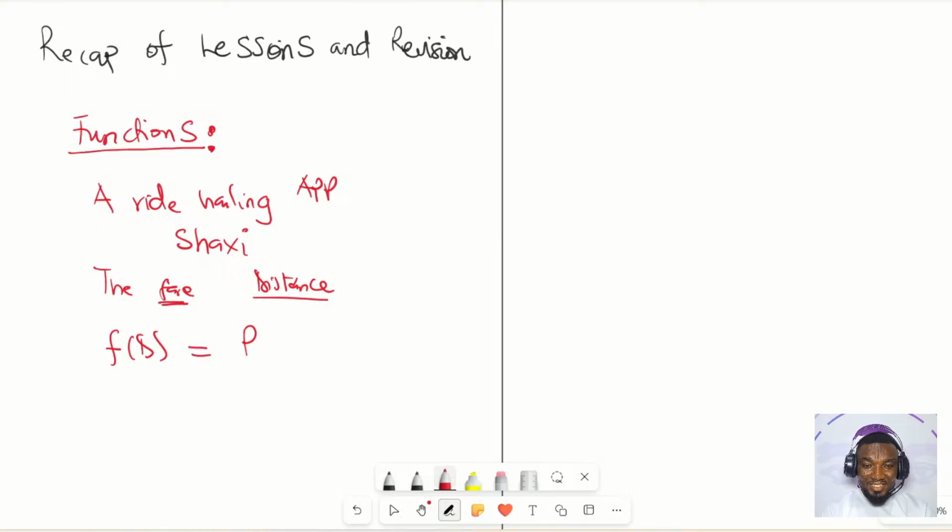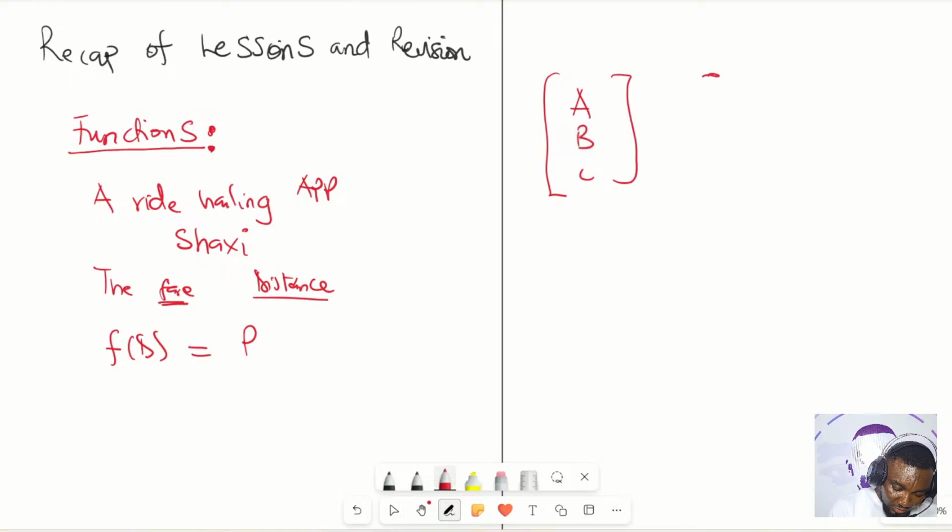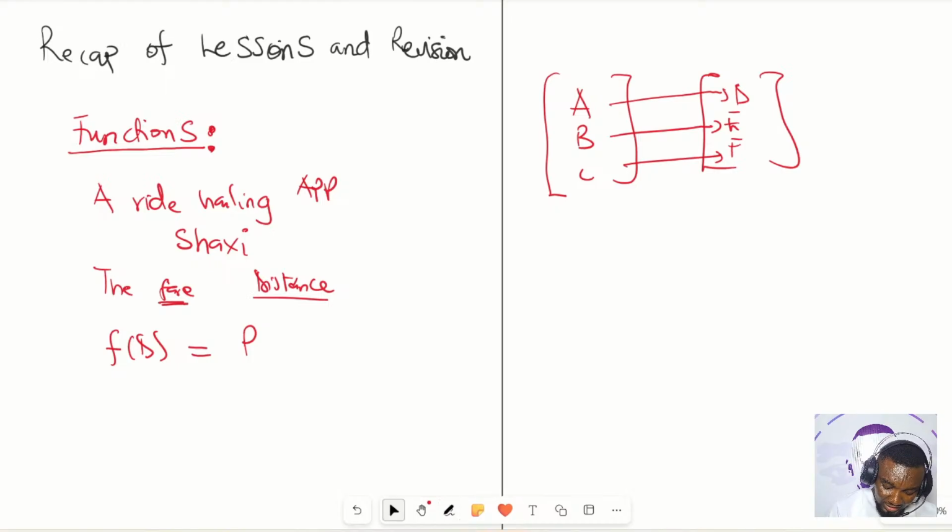So we know that functions look at the relationship that exists between things, right? A function assigns members of the domain to members of the codomain. So we have A, B, and C in the domain, and D, E, and F in the codomain. A can be assigned to D, B can be assigned to E, and C can be assigned to F. And we also went on to look at how we can evaluate functions.